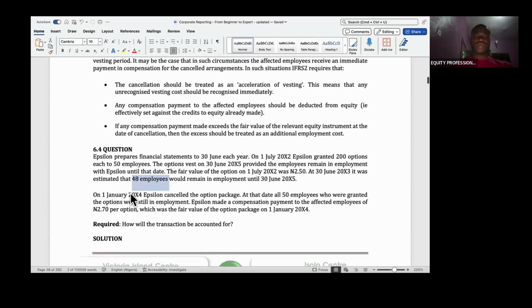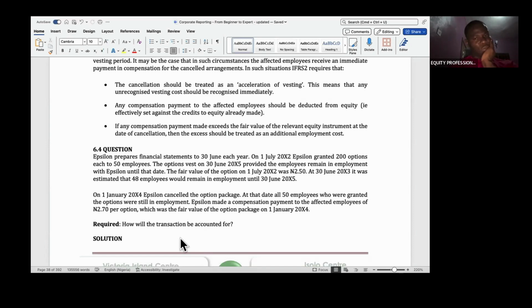We're now told that on 1st January 2004, Epsilon canceled the option package. At that date, all 50 employees who were granted the option were still in employment. Epsilon made a compensation payment to the affected employees of 2 naira 70 per option, which was the fair value of the option package on 1st January 2004. How would this transaction be accounted for?